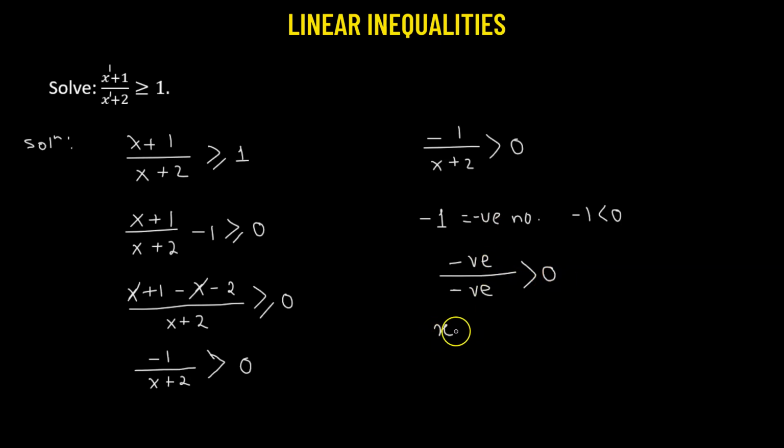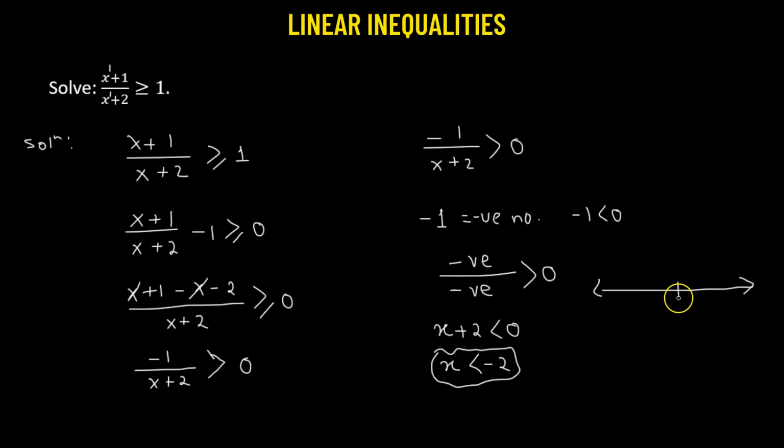So that means our denominator x plus 2 must be less than 0. That means it must be negative. So solving for x, we have x is less than negative 2, and this is the solution to our given linear inequality.